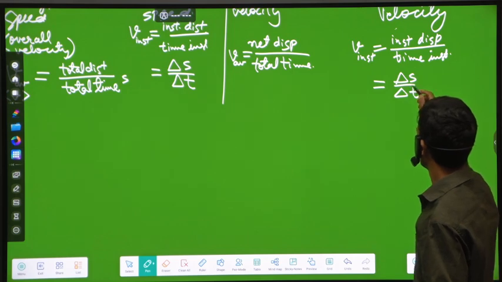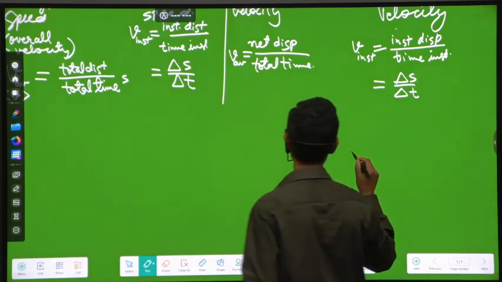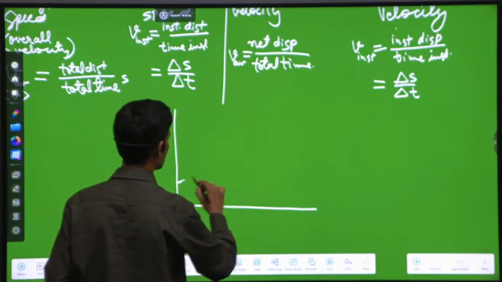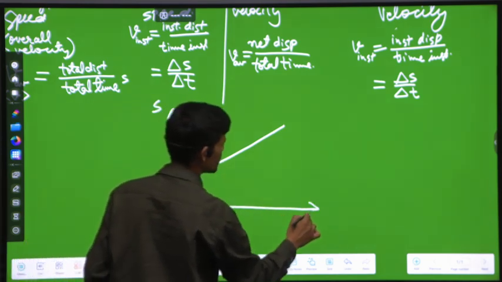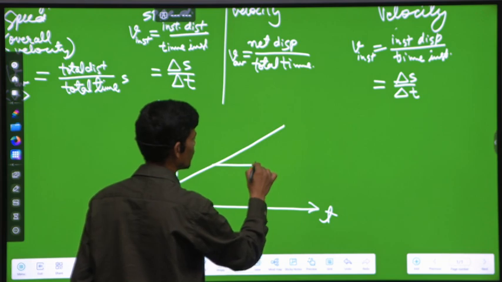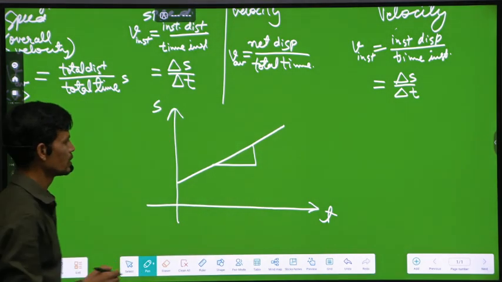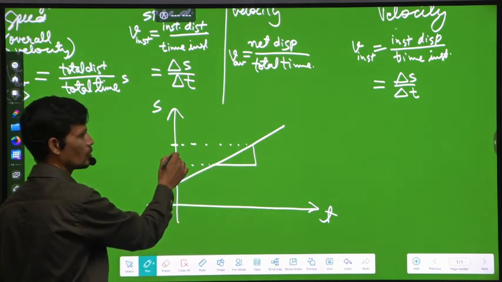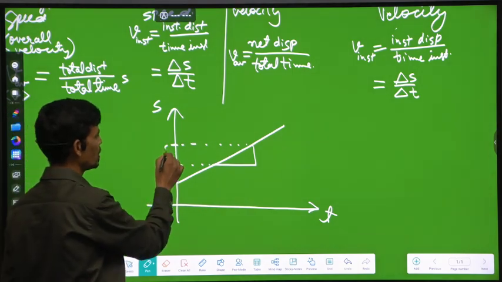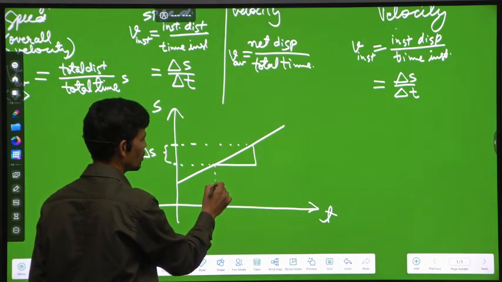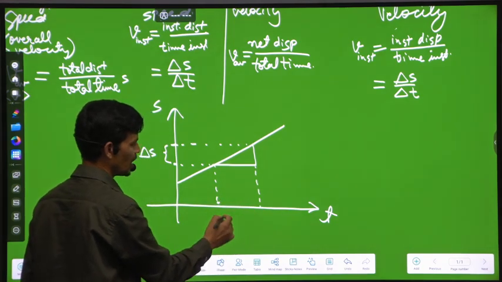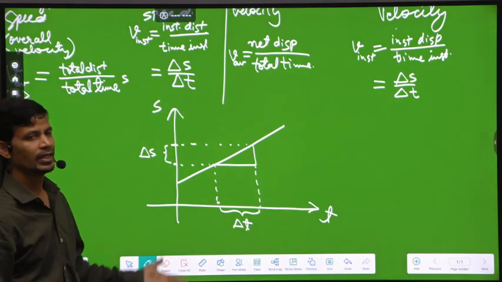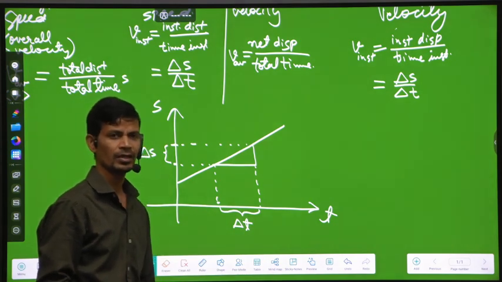Now see, let us suppose, again I am drawing a graph. This is S, this is T, and I am taking a small portion here. These are two values of displacement and their difference will be delta S. There are two values of time and their difference is delta T. So there will be delta S by delta T, and this is how we are going to find instantaneous velocity at that particular instant.